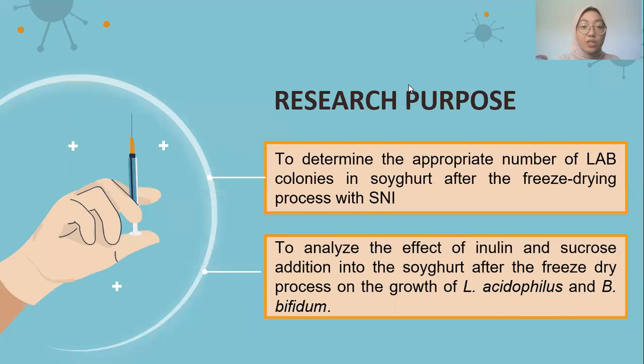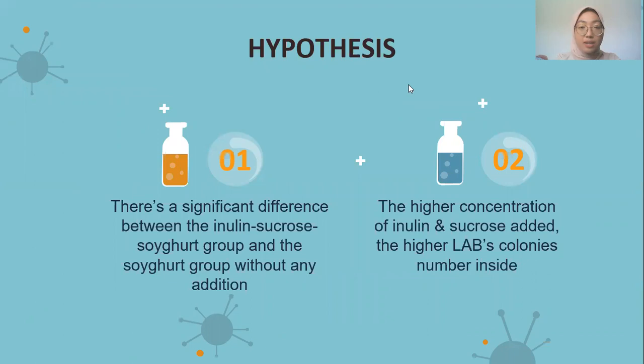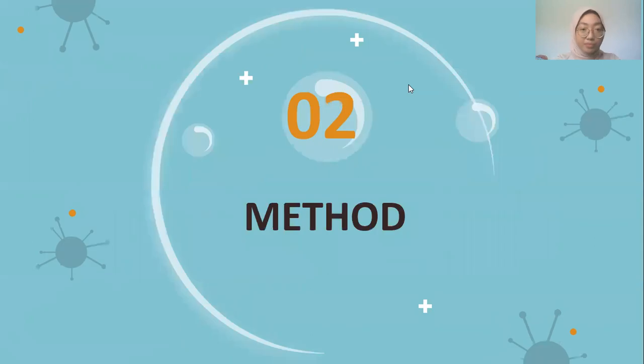So here's the research purpose, two purposes. First, to determine the appropriate number of LAB colonies in Sekar after the freeze-drying process with ethanol. And second, to analyze the effect of inulin and sucrose addition into the Sekar after the freeze-drying process on the growth of the bacteria. So here's the hypothesis. There are two hypotheses. First, there's a significant difference between the inulin sucrose Sekar group and the Sekar group without any addition. And second, the higher the concentration of inulin sucrose added, the higher the LAB colonies number inside.